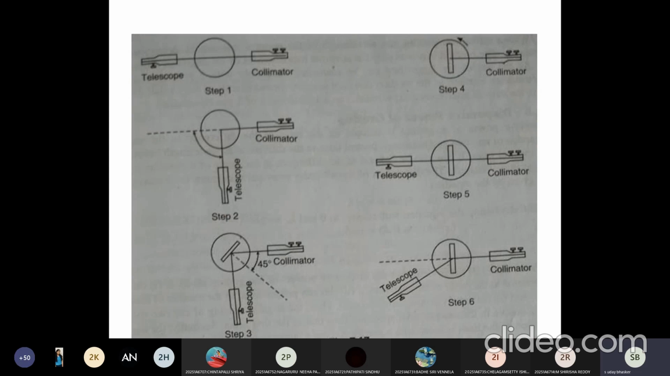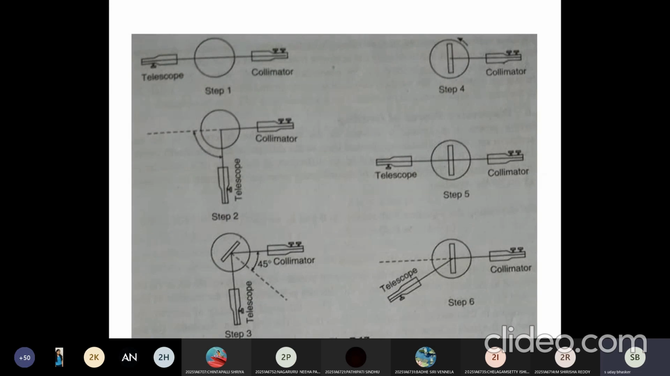He may ask you, given an experimental procedure, to determine the wavelength of light using a diffraction grating element. So they may ask you to use the diffraction grating element to determine the wavelength. I'll give you 5 seconds to observe and tell me.